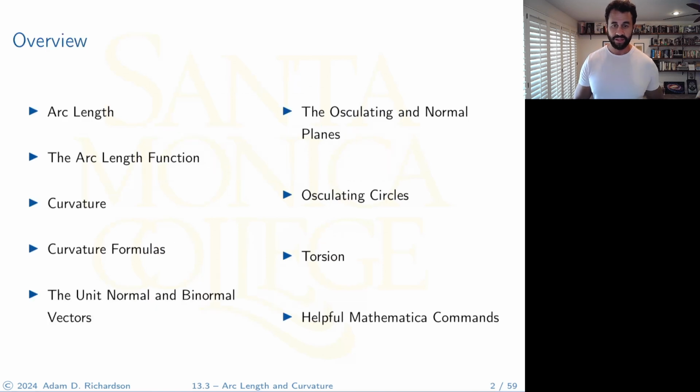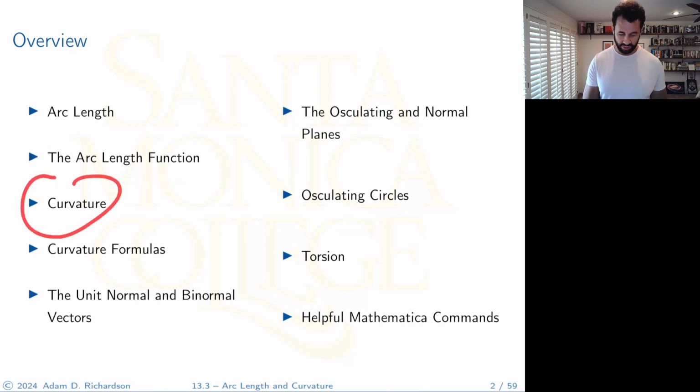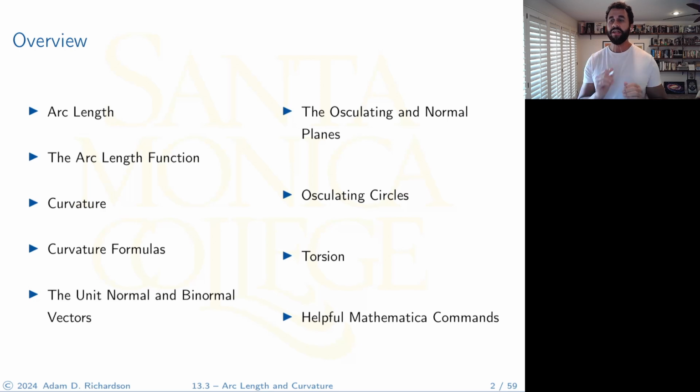So let's get started. First, we're going to talk about arc length, then the arc length function, then we're going to talk about curvature and the various curvature formulas. This is actually one of the reasons this section is so long. You're going to notice a theme where we get a definition of a thing like curvature, and then one formula for it, and then another formula for it, and then another formula for it. For each one of these, there's just like three of these formulas. And we're going to derive most of the formulas so that you can see where they come from.